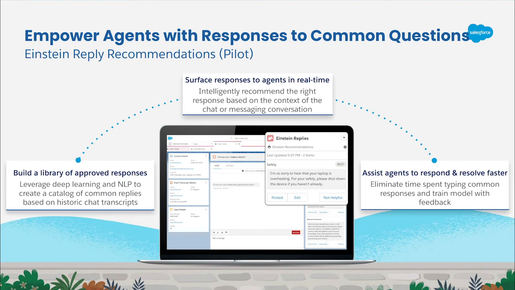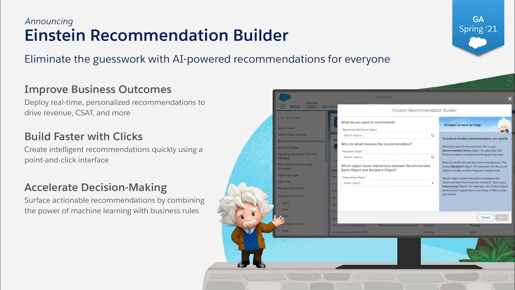We are looking for candidates using chat on Lightning and having about 10,000 historic chats in one of the languages that I previously mentioned. In Spring 21, we have added a new AI capability to the Einstein portfolio, Einstein Recommendation Builder.